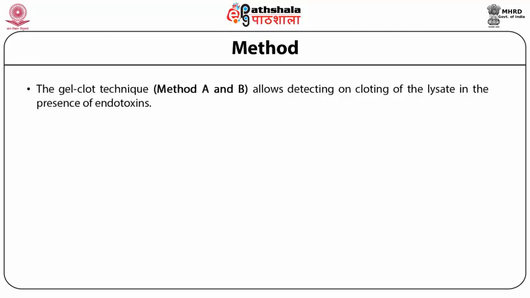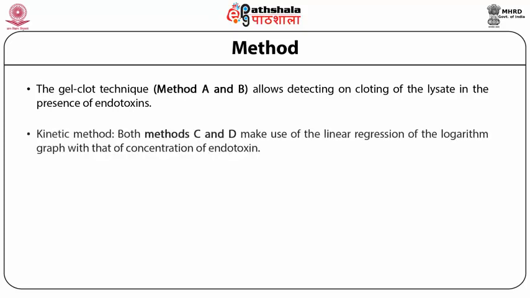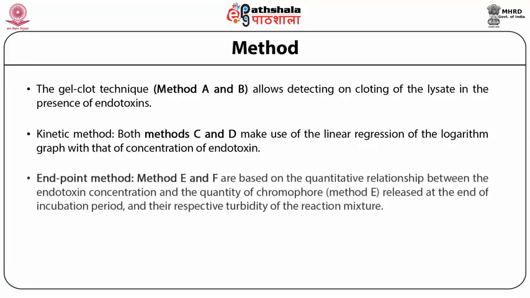The gel clot technique, that is method A and B, allows the detection of clotting of the lysate in the presence of endotoxin. Kinetic methods, both method C and D, make use of the linear regression of the logarithmic graph with that of the concentration of endotoxin. Endpoint methods, that is method E and F, are based on the quantitative relationship between the endotoxin concentration and the quantity of chromophore released at the end of the incubation period and the respective turbidity of the reaction mixture.